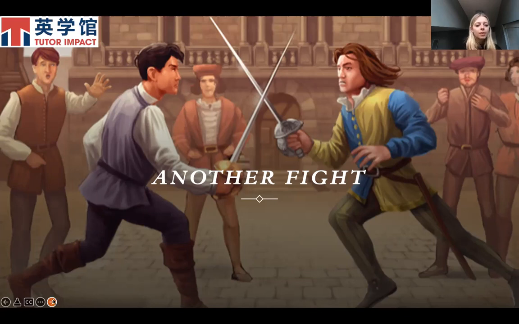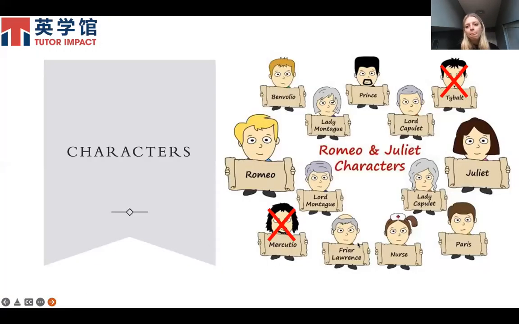So just to go back to the character list from the start, as you can see, a member of each family has been killed here. So we've lost Mercutio from the Montagues, and we've lost Tybalt, who is Juliet's cousin from the Capulets. And Romeo is left alive, and so is Benvolio, who also was there at the time, but who did not. It was Romeo who killed Tybalt.